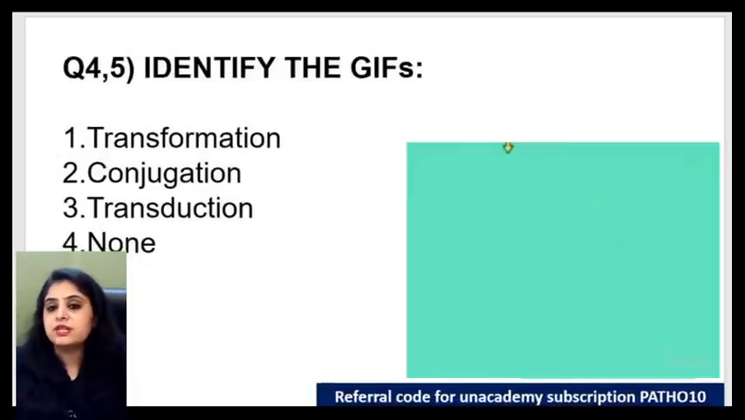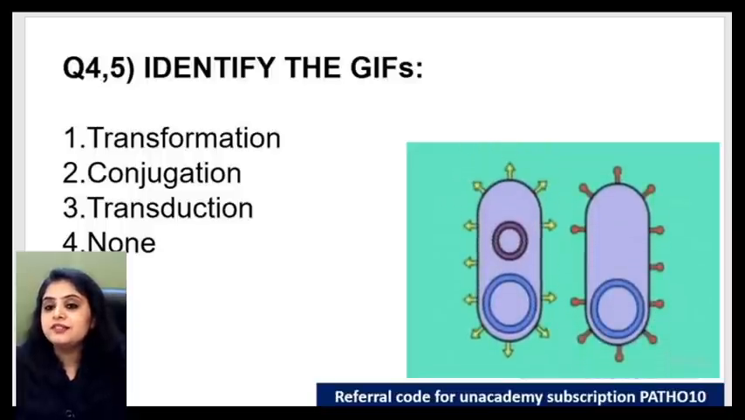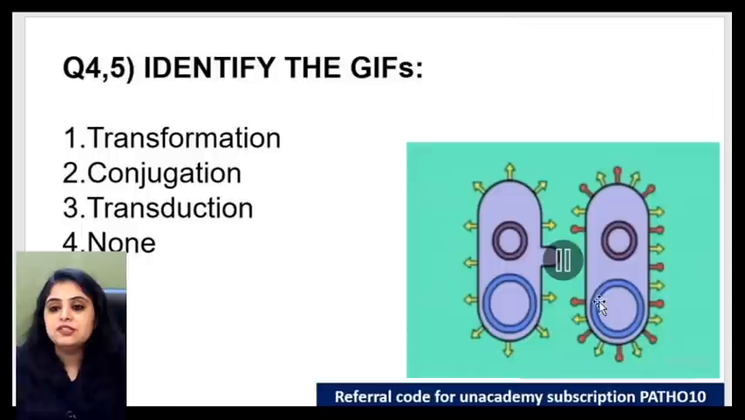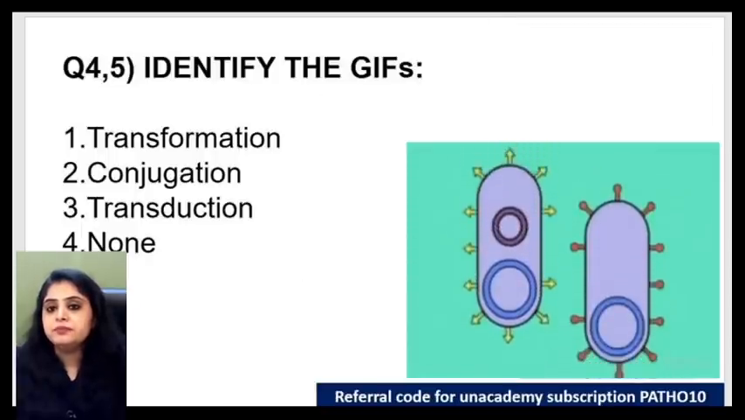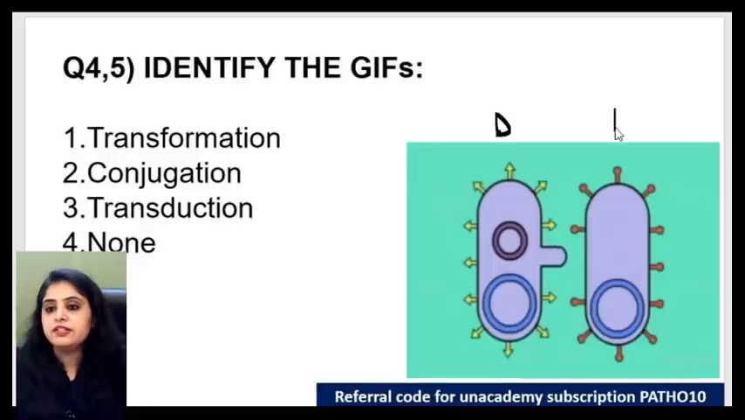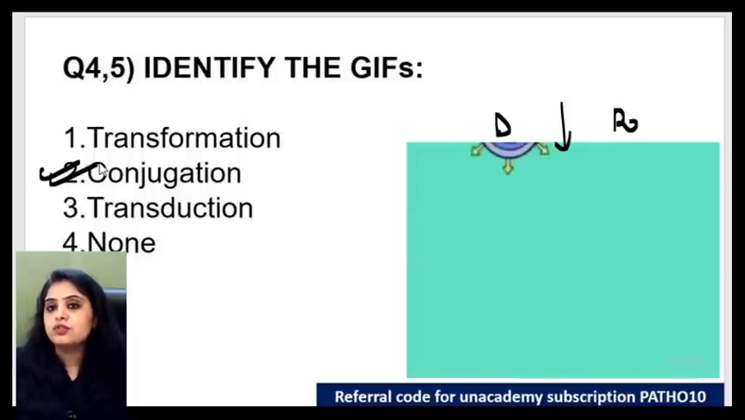Coming to the next question. This is the GIF and the homework that I gave you yesterday. What is this GIF showing you? Between the donor and the recipient, see how the fertility factor or the plasmid is going. Can you see there's a proper tube that is formed? Have a look at it again. You have a donor, you have a recipient. In the center, there's a tube forming and this fertility factor has gone. So this was a classical case of conjugation.